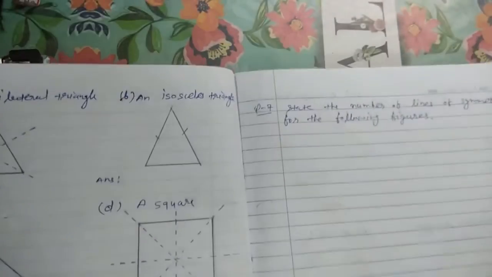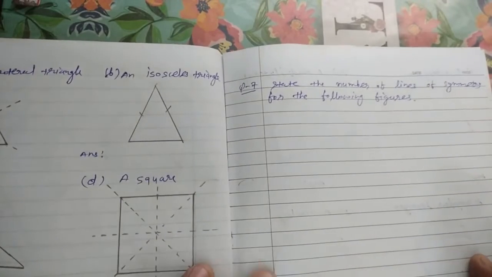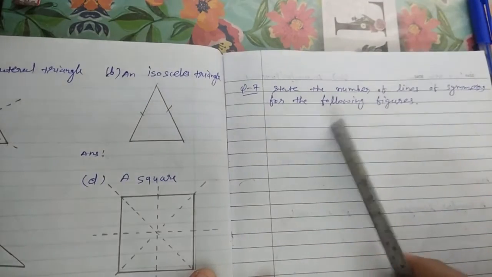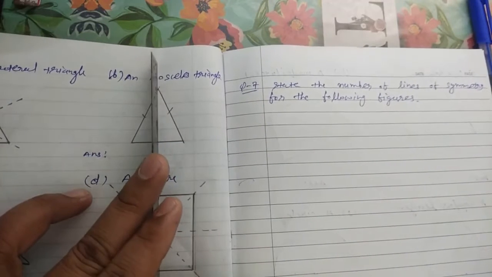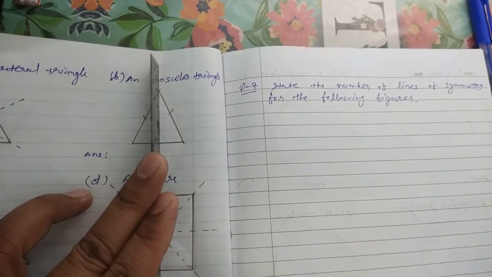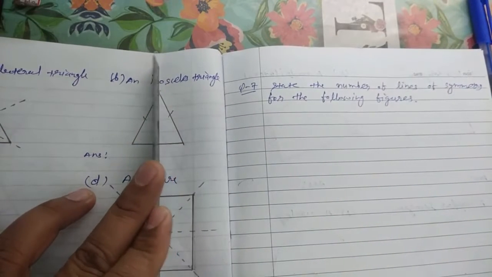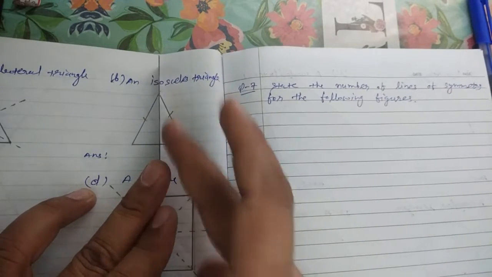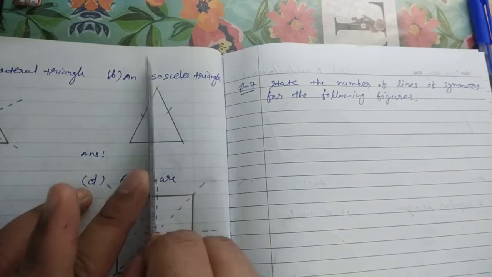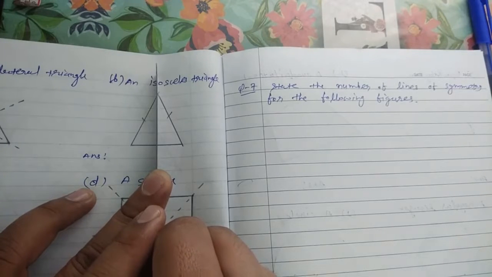Next, number B, an isosceles triangle. Now we will check, as in the equilateral triangle, whether it has 3 lines of symmetry or not. So first of all we will check from this vertex to the middle point of the opposite side. We can see that these two parts look exactly the same, and when we fold them along this line, they will coincide with each other perfectly. So this is one line of symmetry.